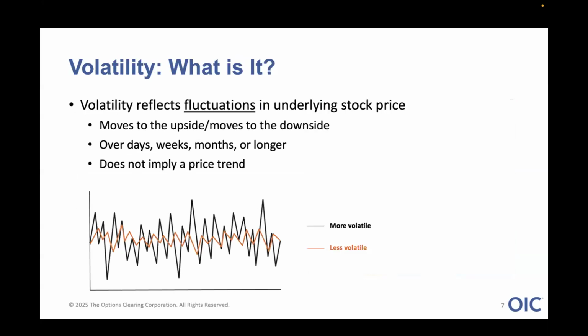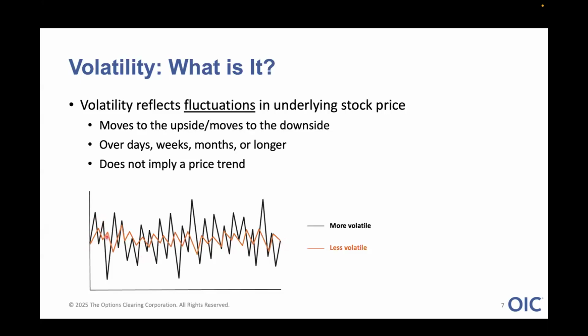Well, simply put, volatility reflects fluctuations in an underlying stock price, okay? This can be moves to the upside, it can be moves to the downside, and it's given over a period of time. So let's just say we're looking at a chart here, and this chart has two stocks. Let's just say stock A here in black, and stock B is this stock in orange. And as you can see, both stocks start and end at the same point in time. Okay, they both start and end at the same price point.